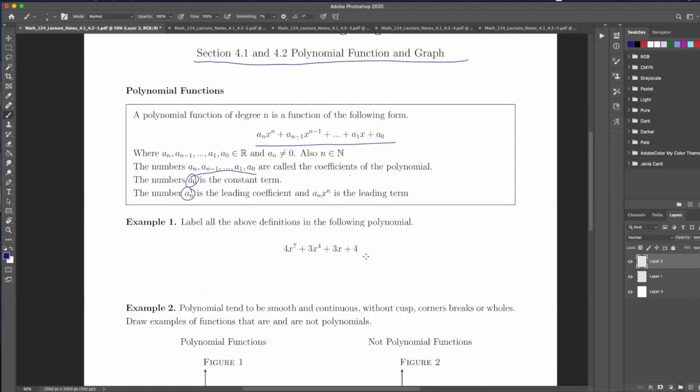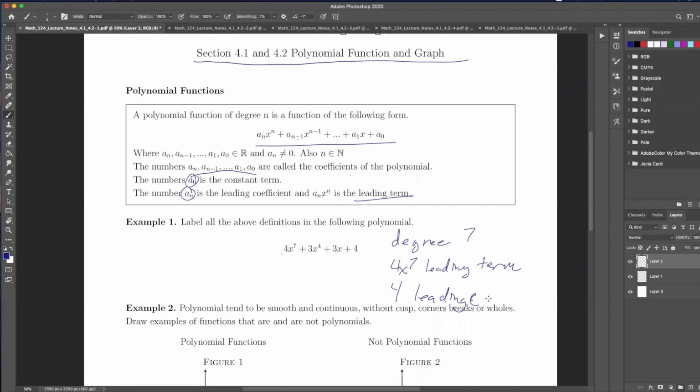So here I have a sample. This polynomial we say is degree 7, because 7 is my highest power on my x. And since that's 7, we also say that this right here, 4x to the 7th, is my leading term. The leading term is just whatever has the highest power on it. We say 4 is my leading coefficient.